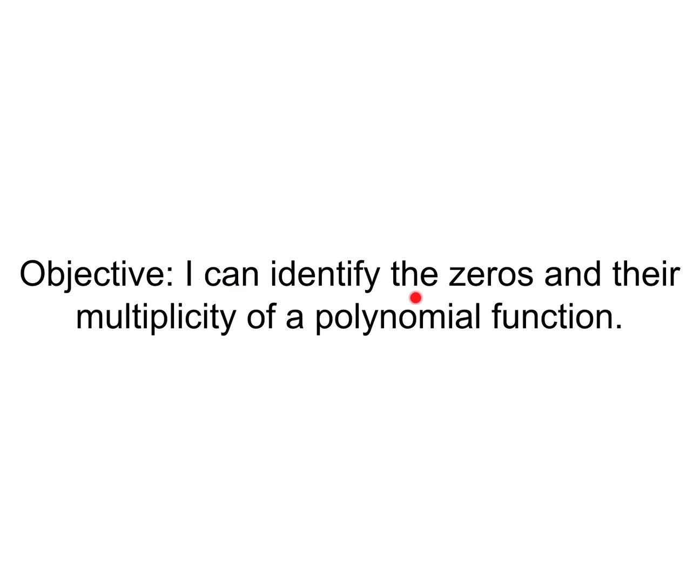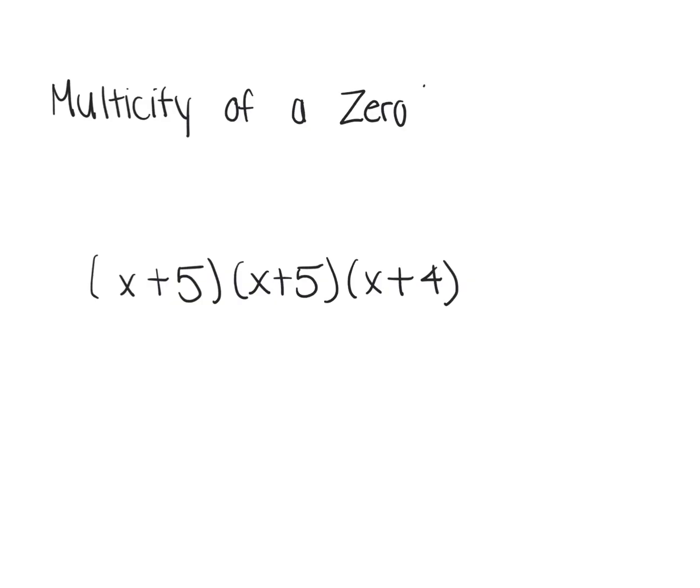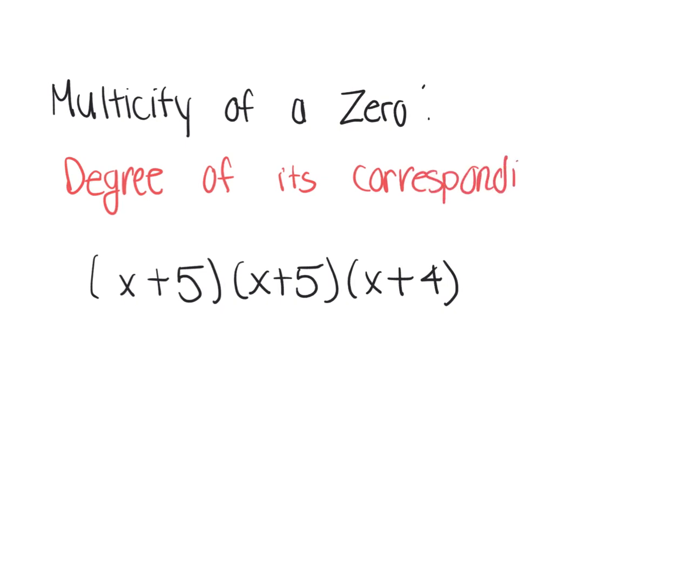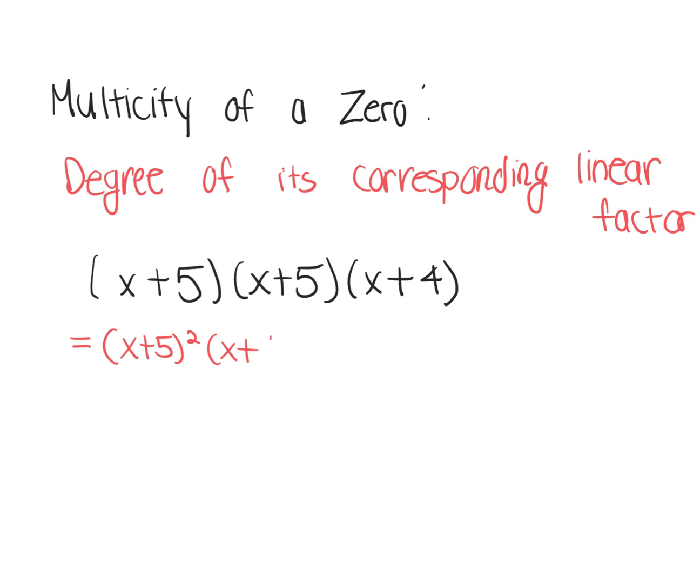The objective of the lesson is I can identify zeros and their multiplicity of a polynomial function. So the multiplicity of a zero is the degree of its corresponding linear factor. So we can rewrite this as x plus 5 squared times x plus 4.